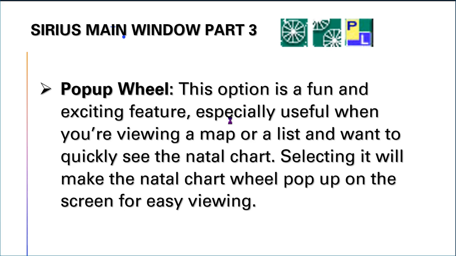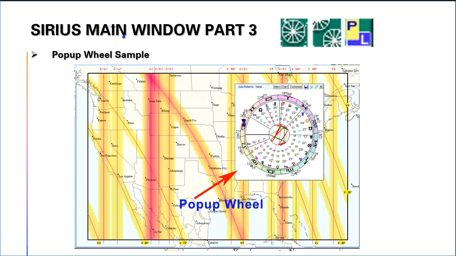This pop-up wheel is really an awesome thing. For example, if you are viewing a map and you want to see the natal chart itself, you can just pop up a natal chart wheel. And this is an example of it. So if you want to see the natal chart, what the ascendant is, there you go. You can see it there. You can also close it if you don't need it anymore, and just focus on the map.